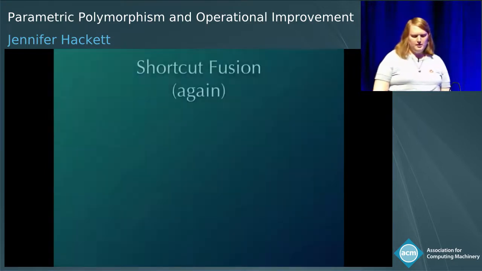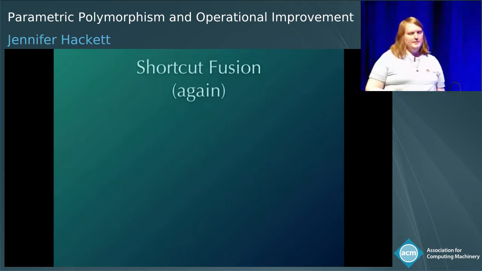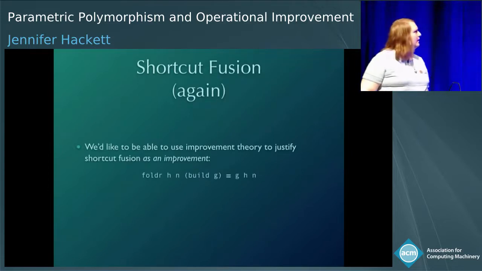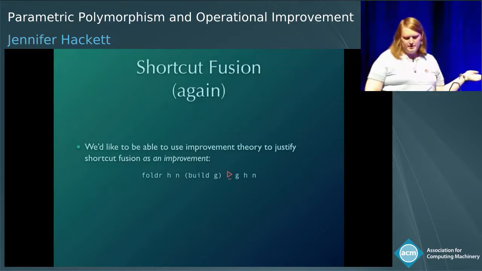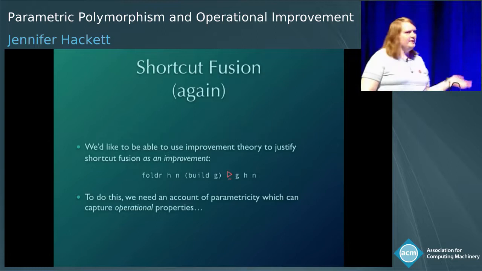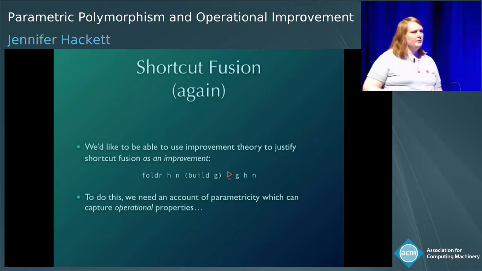So how do we do this for shortcut fusion? Well, we'd like to be able to just take the original proof of this, and then replace the equals with an improvement. But because the proof relies on parametricity, we need some kind of parametricity that actually applies in our setting where we care about costs. So we need a parametricity that has operational stuff in it.